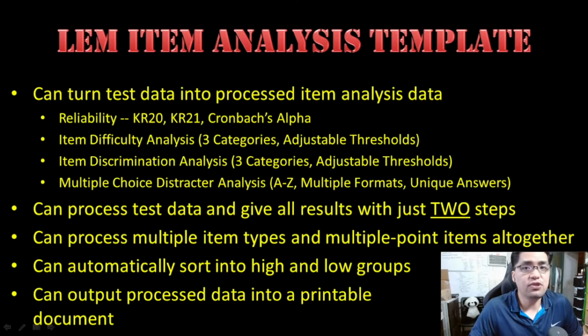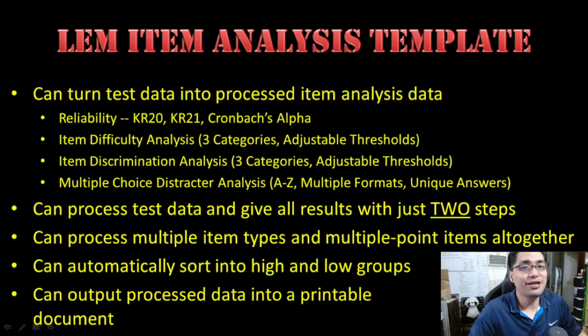This template can also do item difficulty analysis. It does this by separating the items into three categories. You have easy items, average items, and hard items. And the thresholds for those particular categories are perfectly adjustable. This template also does item discrimination analysis. It classifies items into three categories: discriminating, average discrimination, and not discriminating. And the thresholds are fully adjustable.